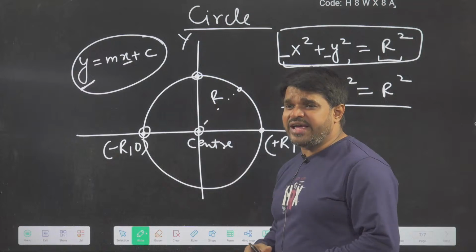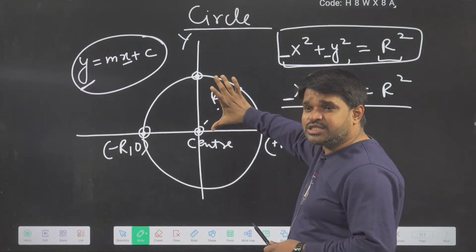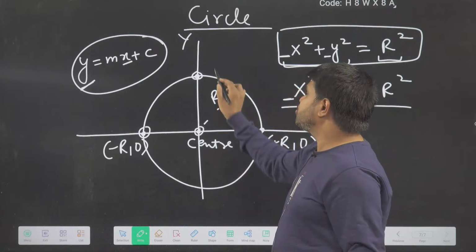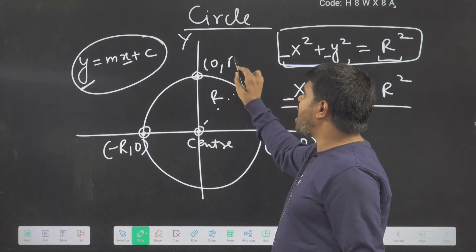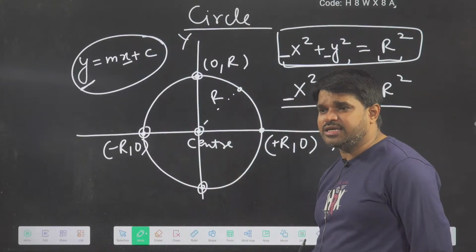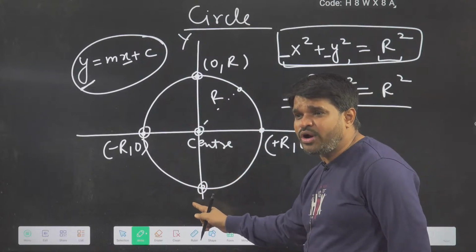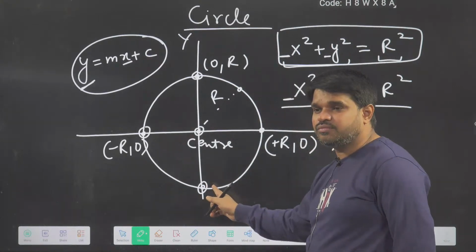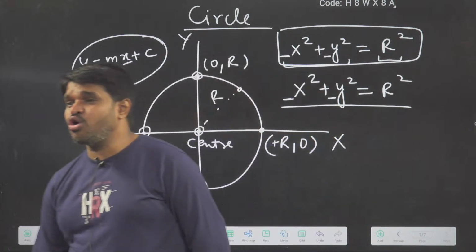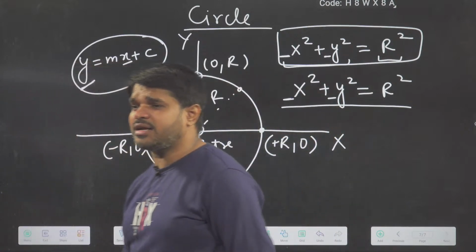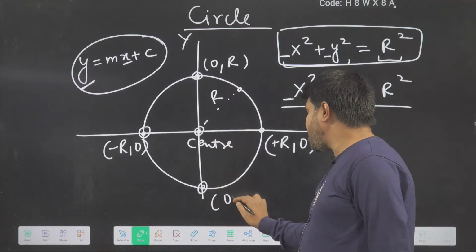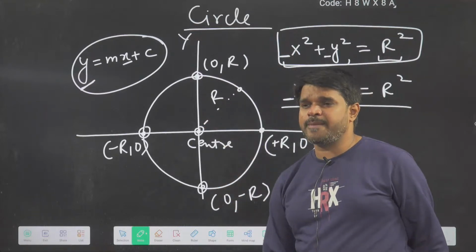Now this point is on the y-axis. This is the radius. On the y-axis what is the coordinate? 0 comma something. So this coordinate is 0 comma r. Now tell me the coordinate of this point. Fast. Zero comma minus r or 0 comma r? 0 comma minus r. Why? It is below the origin, y negative. 0 comma minus r.